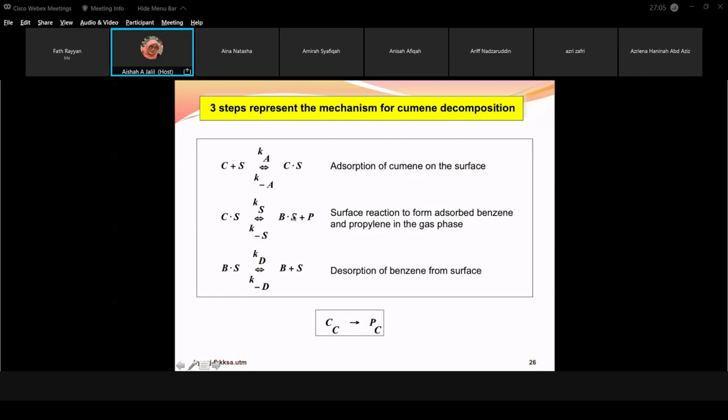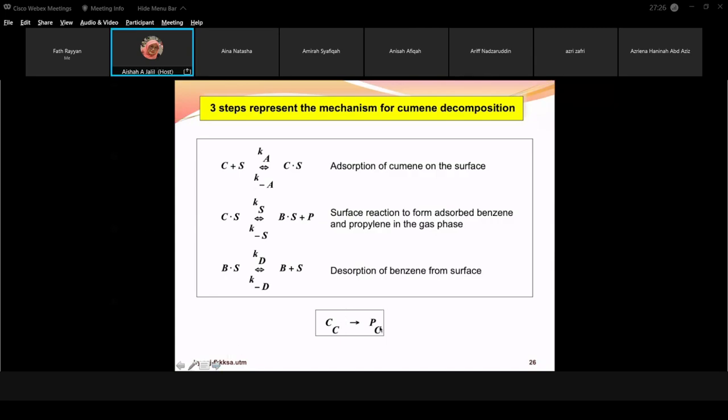So you just take B. You do not have to consider the P. Just take the attached one, B·S, and then it desorbs to become B plus S. This is desorption of benzene from the surface.